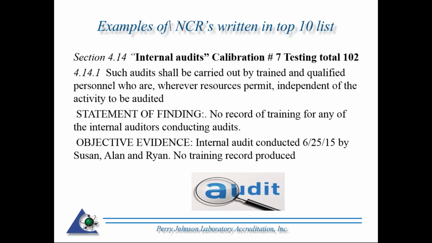All right, moving on with items that appeared within the top 10 list on 414, internal audits. That actually came up at number 7 for calibration. And there were 102 instances in testing where this occurred. So internal audits, as you hopefully are aware, is a vehicle for compliance. So you're looking for compliance to 17025, PJLA's policy if you're accredited with us, and you're looking for compliance that you're actually doing what you're stating you're doing within your quality management system.